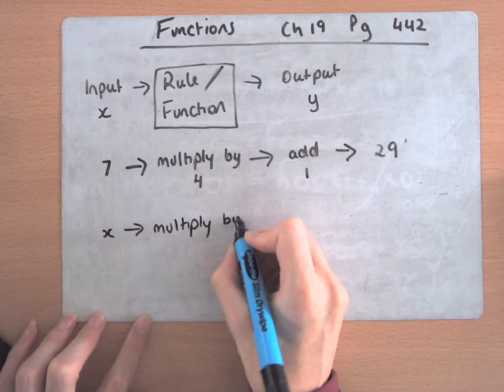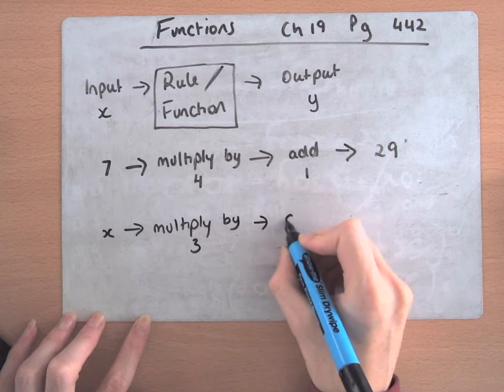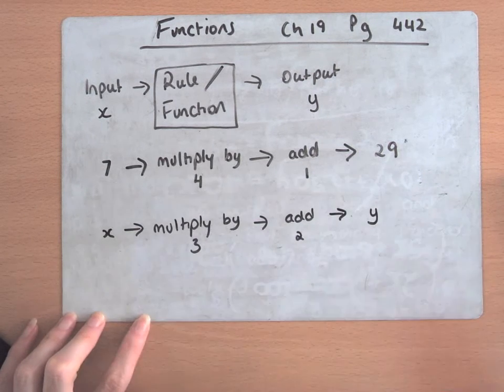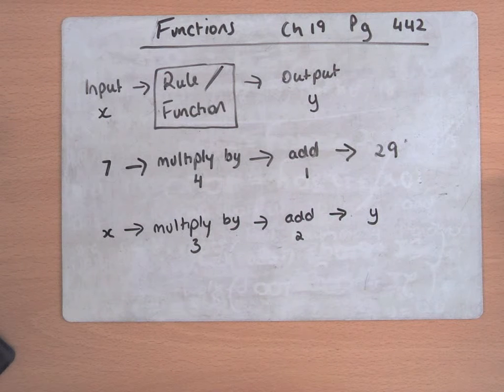So what if I got this diagram? X is my input, multiply by 3, add 2, and I get my output. How would I write that as an equation?